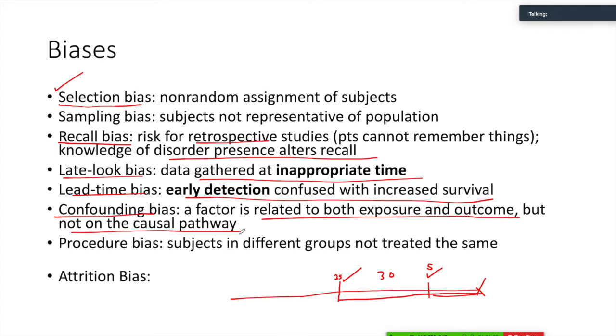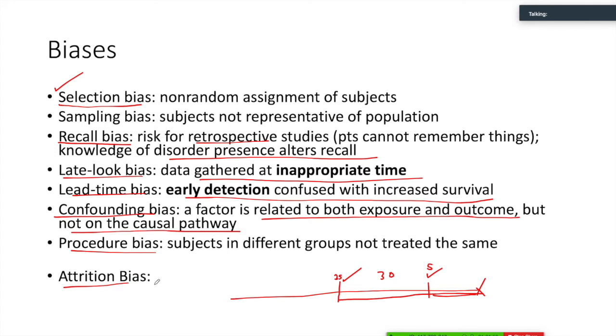Okay. Procedure bias: subjects in different groups are not treated the same. And so that one's pretty obvious. Attrition bias is where you have a large number of people drop out of a certain group, you have your experimental group and your control group. If you have a large number of people that drop out of one of those groups, that's called attrition, and that's going to affect your results, right? If you have a bunch of people that dropped out or that died, and you didn't count them in your final calculation, that's called an attrition bias, and it's going to affect your results.